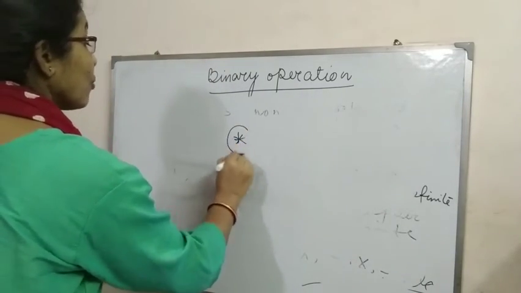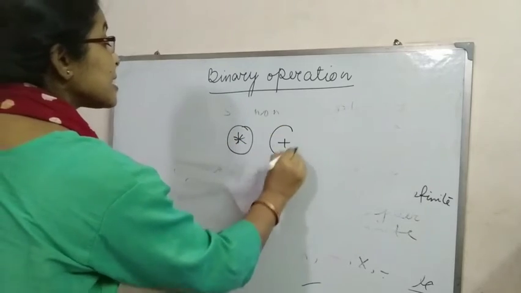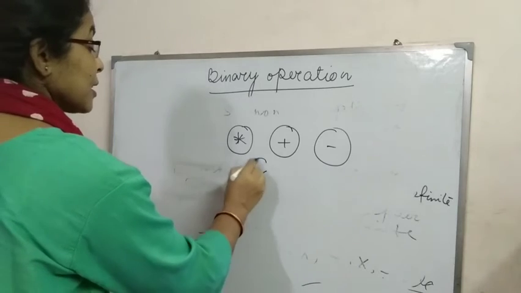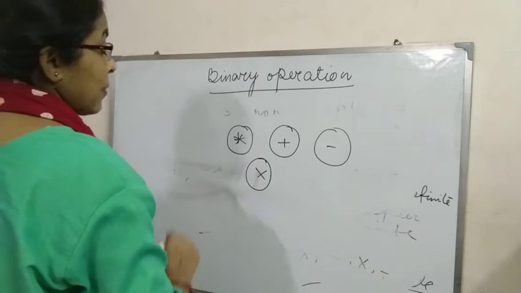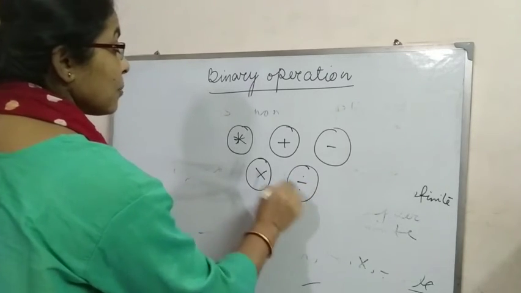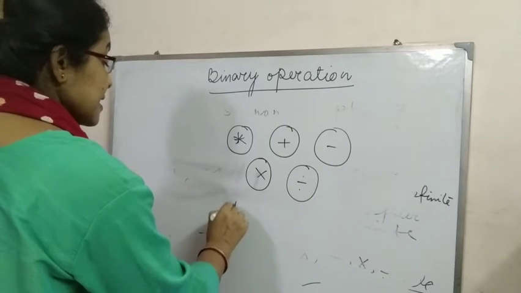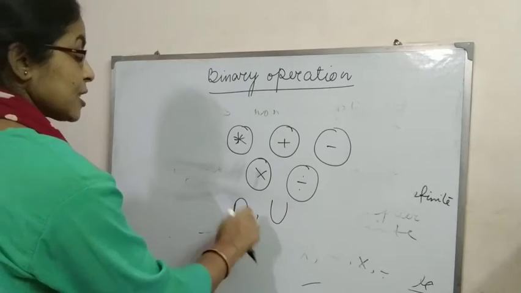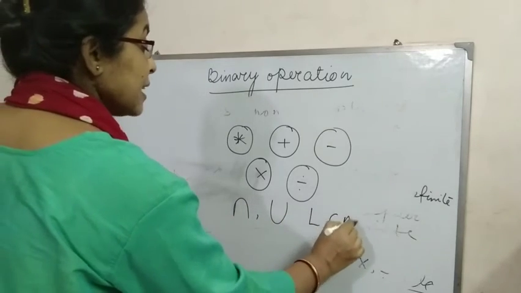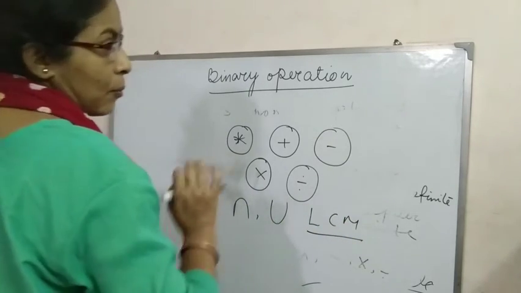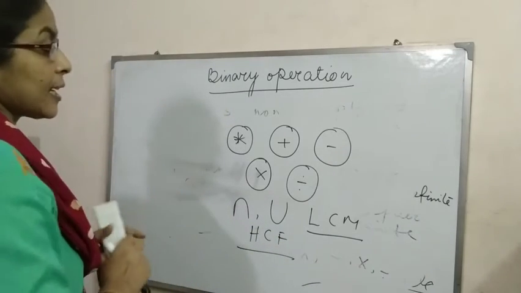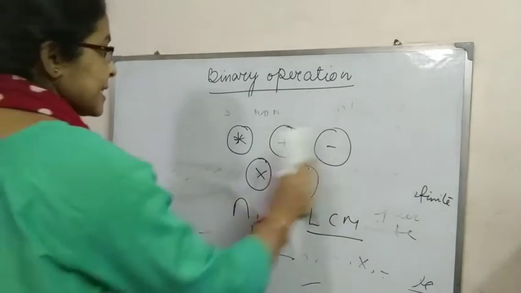This is one binary operation. This is another binary operation. This is intersection. This is union. This is LCM, one type of binary operation. HCF is also another type of binary operation, etc.